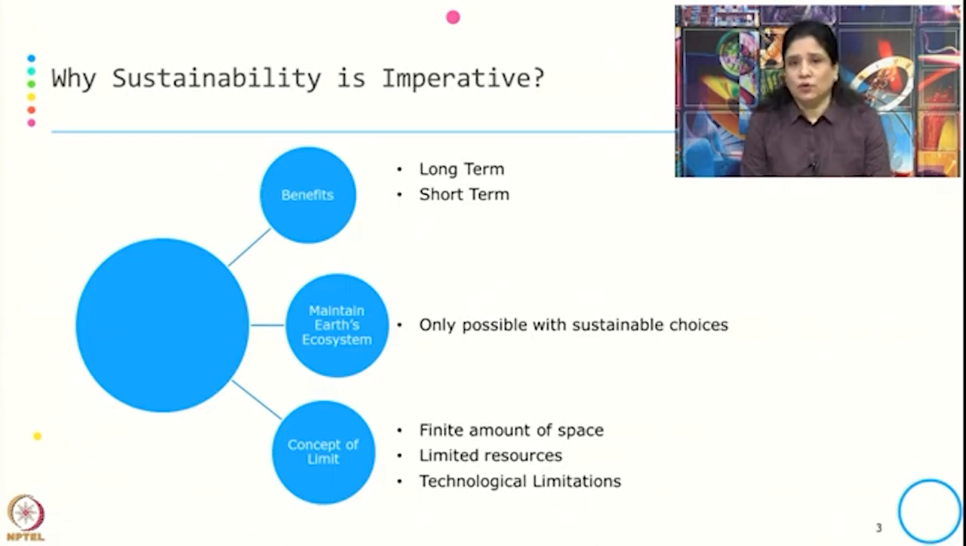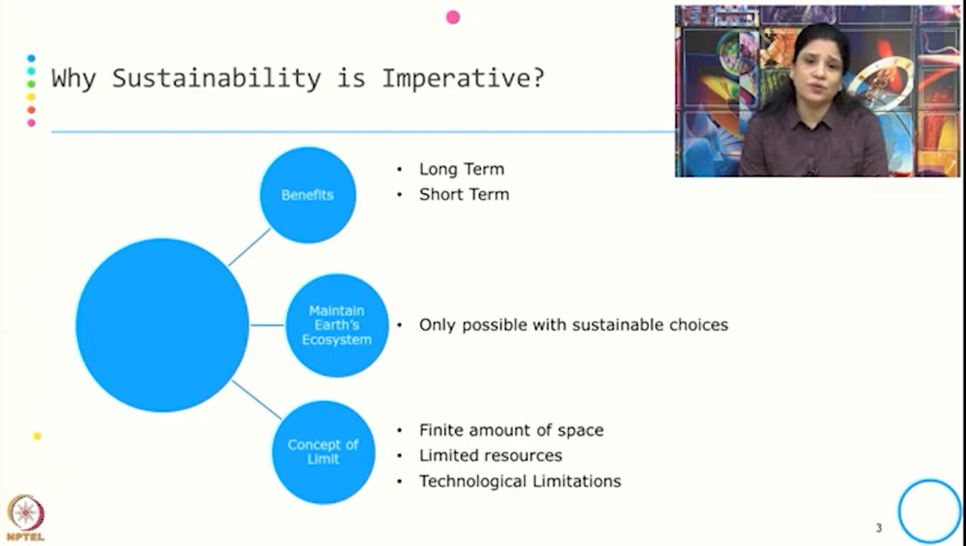Then the second factor that makes sustainability imperative is the concept of limit. What is the concept of limit? The resources available to us are limited, not unlimited. This is what basic economics says also: the resources available to us are always limited and human wants are unlimited. Explaining that further in the context of sustainability, we operate with a concept of limit.